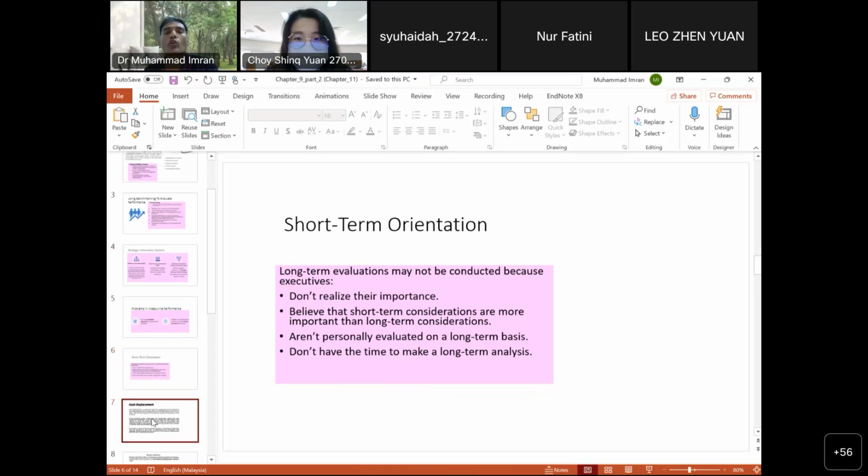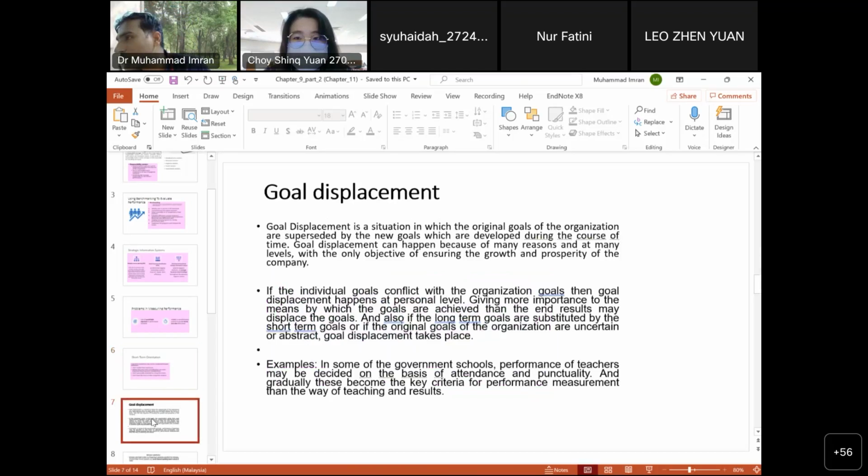Anyway, another thing is goal displacement. Very important topic, this one, please focus on it. Basically, what is the goal of it? I'm also suggesting you, please refer to your book as well for more information, for more detail. Here, who can read this one? Can anybody read these whole slides?